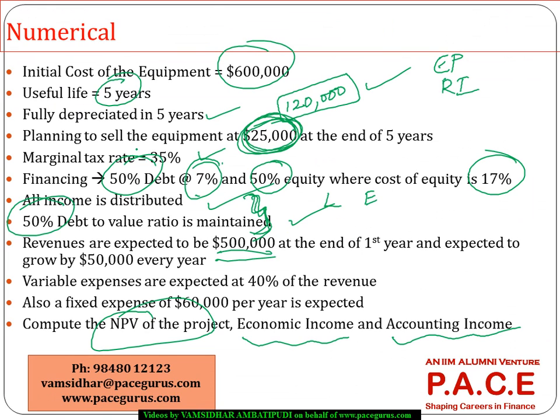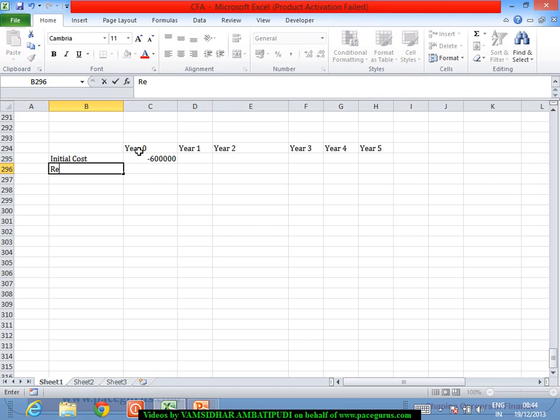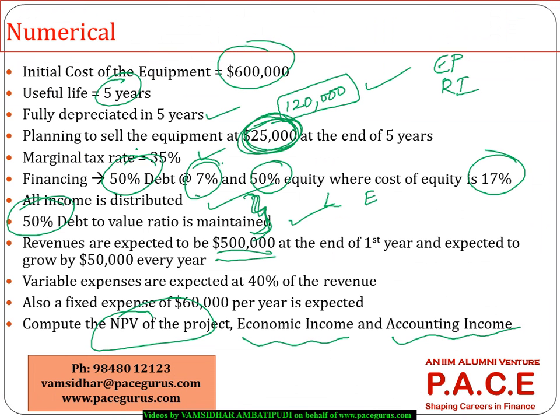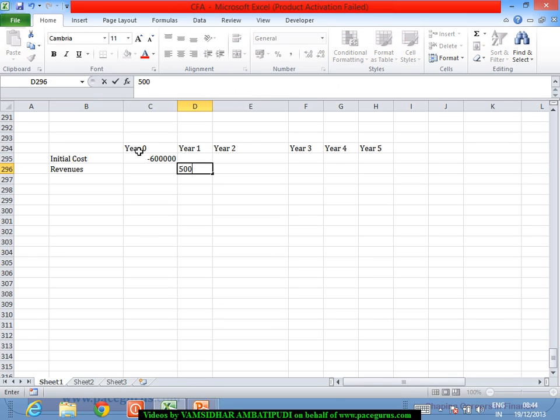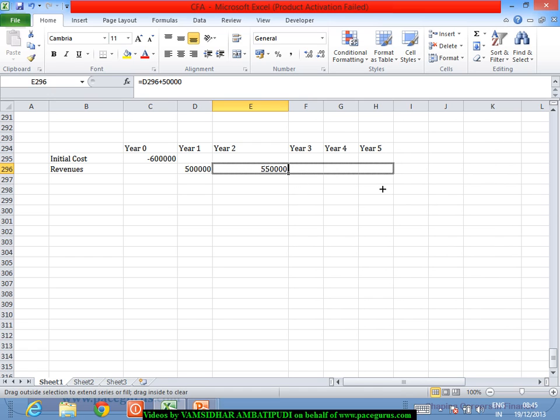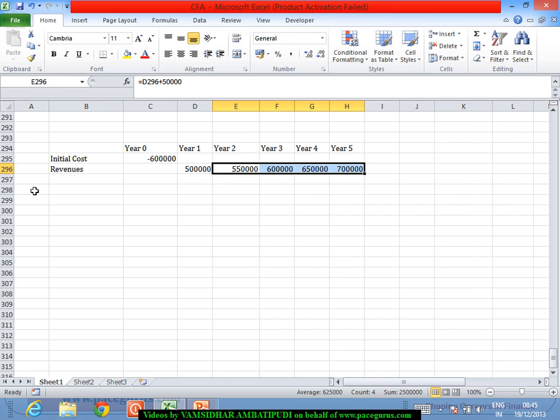Now after that there are the revenues. I am expecting that the revenues in the first year are 500, but they are going to increase by 50,000 every year. So in the second year the revenues are going to be 550, 600, 650 and 700. These are the numbers for the revenues.